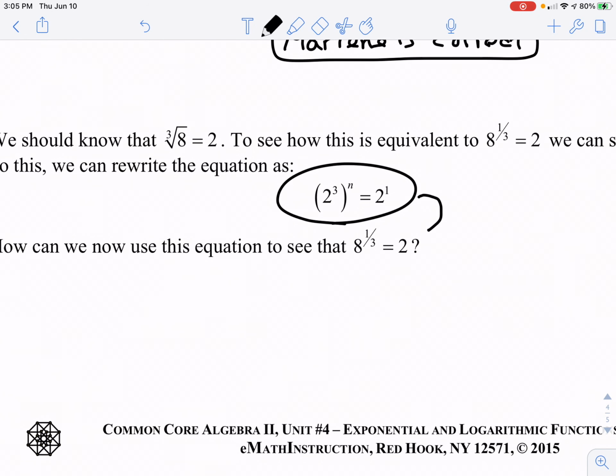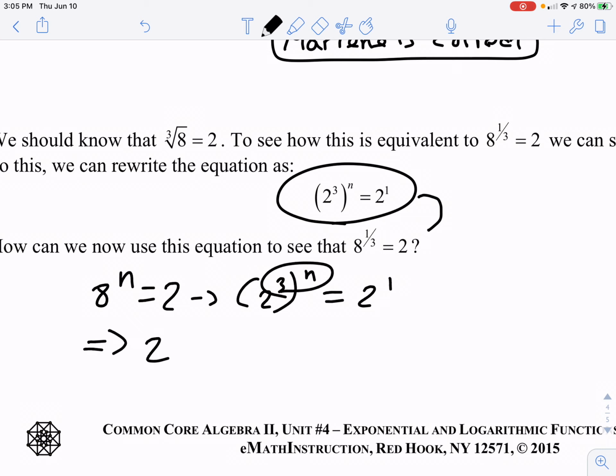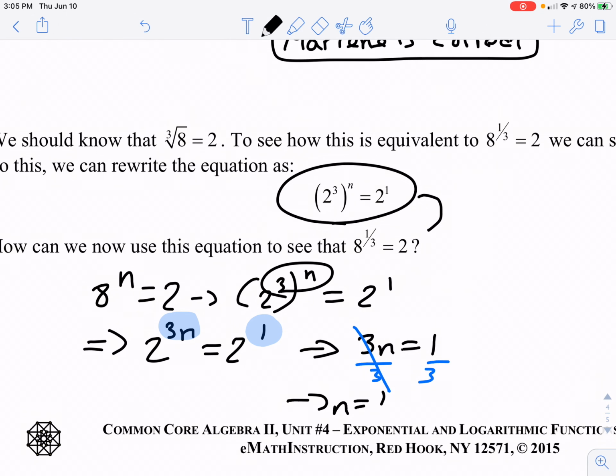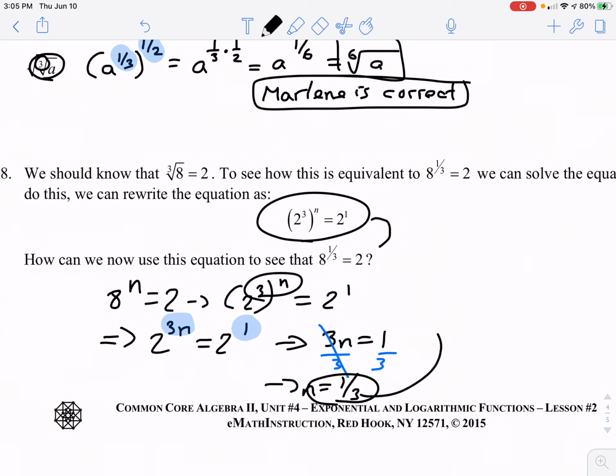Let's take a look. So if 8 to the n is equal to 2, then 2 to the third power to the nth power is equal to 2 to the 1. And this is really the same thing if we multiply those. 2 to the 3n is equal to 2 to the 1. And if the bases are the same, those exponents must be the same. Therefore, 3n must equal 1. Whoops, I meant to divide by 3. And therefore, n is equal to 1 third, which is exactly, right, what it should be.